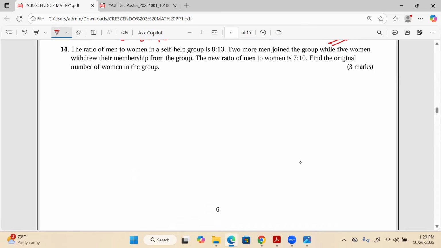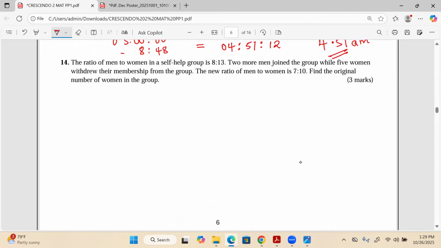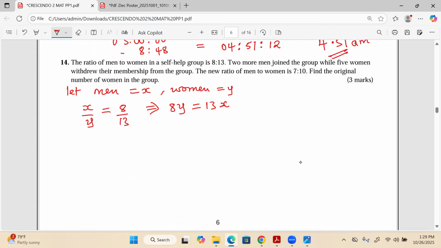Okay, look at this. Let's let men be X and women be Y. So X over Y, which is the ratio, we can make the ratio a fraction like that. Then we get an equation for this. Cross multiplication will give us 8y equals 13x.